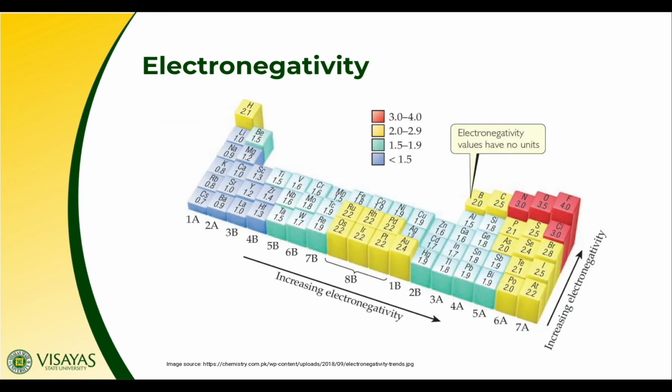Okay, here is the trend for electronegativity. Again, from left to right, it is increasing, and from top to bottom, it is decreasing. Our most electronegative element is fluorine. So it has high electron affinity, which means it tends to pick up electrons easily, and it has high ionization energy, which means it does not lose electrons easily. So that's why it has high electronegativity. Those elements on the left and at the bottom, for example, have low electronegativity because they have low electron affinity and low ionization energy.